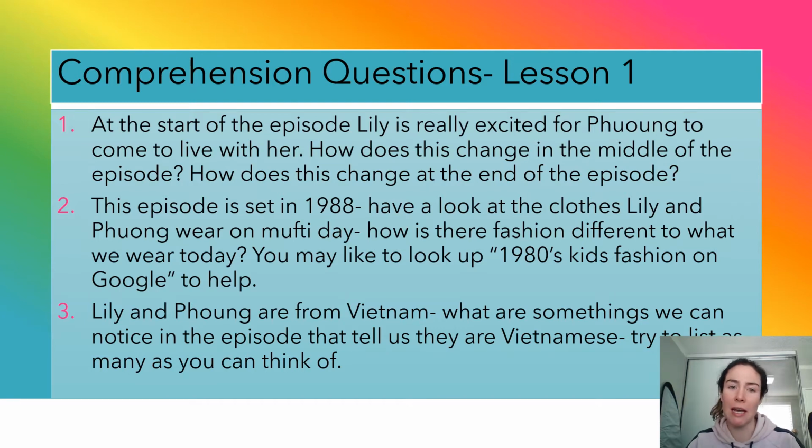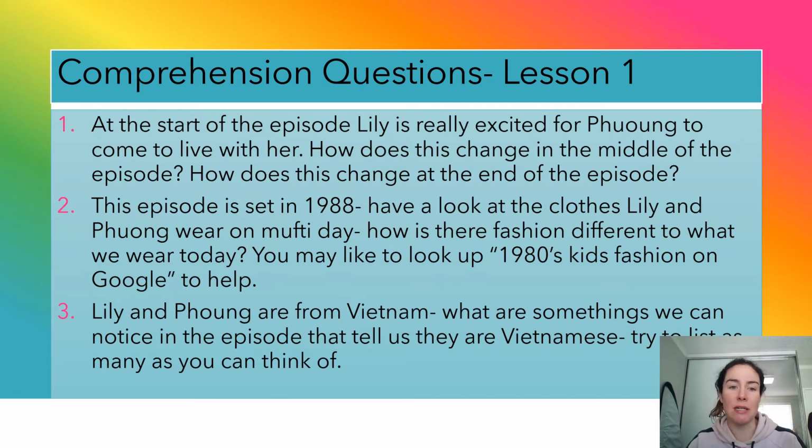So the first question is, at the start of the episode, Lily is really excited for Phung to come to live with her. How does this change in the middle of the episode? How does this change at the end of the episode? So you would be writing a couple of sentences like, in the middle of the episode, Phung and Lily are getting along or not getting along because, and at the end of the episode, this is different because they are now, and so on. So just a couple of short sentences. What we're doing there is almost like a summary of what happened in the episode, looking at the beginning, middle, and end structure of a story.